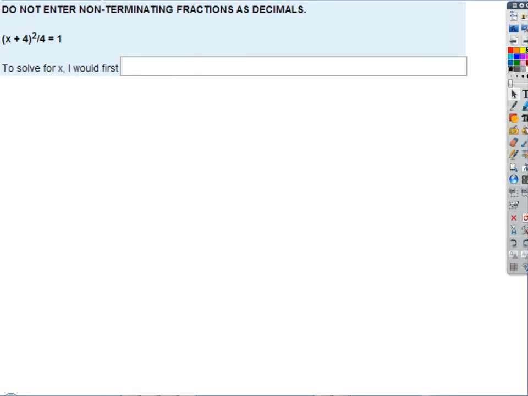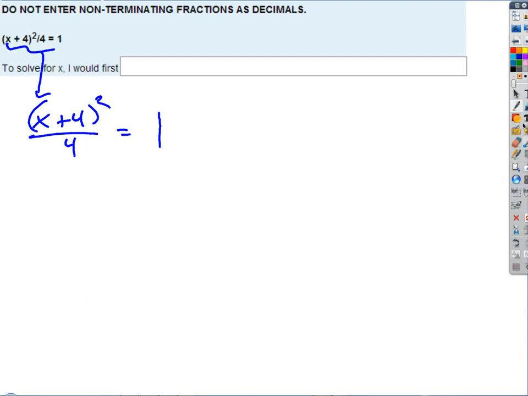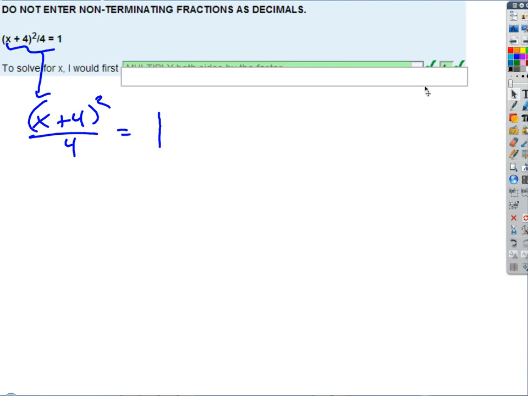Multiply by 4. Yeah, good. And it might help once again to write this as a fraction bar. I would strongly encourage you to do that when you're writing this down in your notebook or on a piece of scratch paper when you're actually doing the work. Rewrite this whole thing as the quantity x plus 4 squared all divided by 4 equals 1. Now it's really obvious that we got to multiply by 4, isn't it? Because we're trying to isolate x here, right?